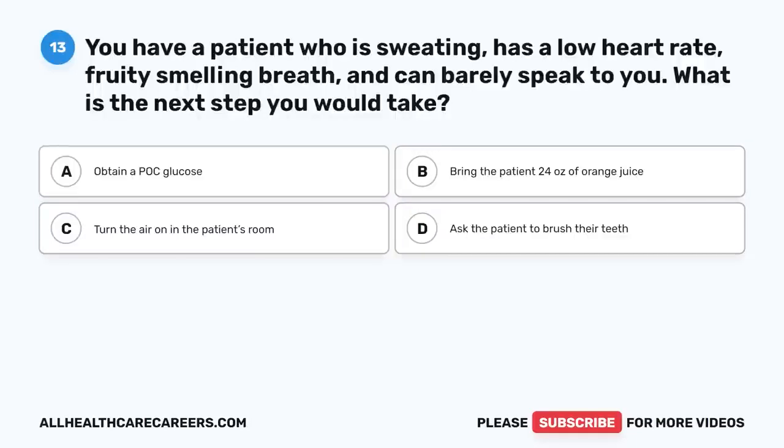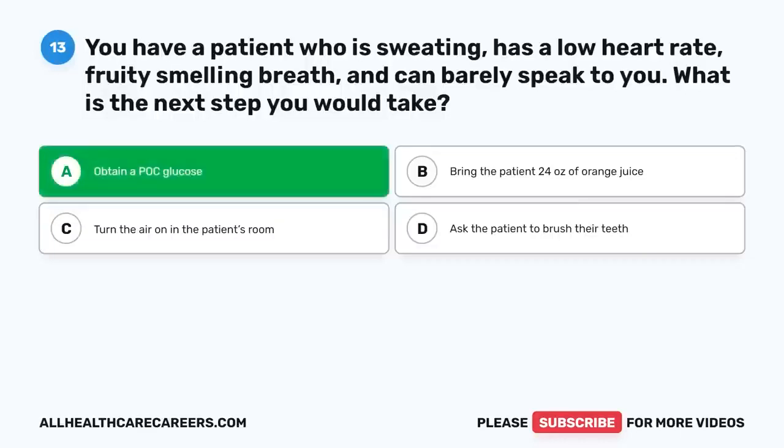Question 13. You have a patient who is sweating, has a low heart rate, fruity-smelling breath, and can barely speak to you. What is the next step you would take? A. Obtain a POC glucose. B. Bring the patient 24 ounces of orange juice. C. Turn the air on in the patient's room. D. Ask the patient to brush their teeth. The correct answer is A.